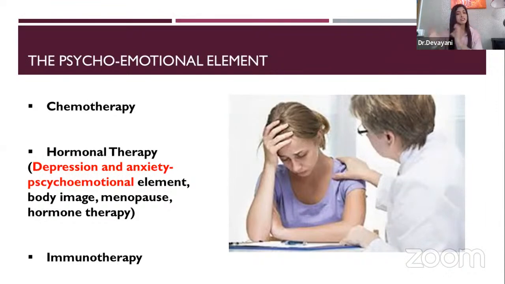The chemotherapy has its own different problems which we'll be discussing and how we can help in that. So whenever treating a breast cancer patient, you need to understand there is a lot of psycho-emotional element attached to it because of these things. Moreover, in the later stages, a lot of patients are on hormonal therapy, which leads to anxiety, depression, and a lot of psycho-emotional problems. Also, the body image. This is very important. Though the female may not tell, she is a little bit skeptical about the body image.